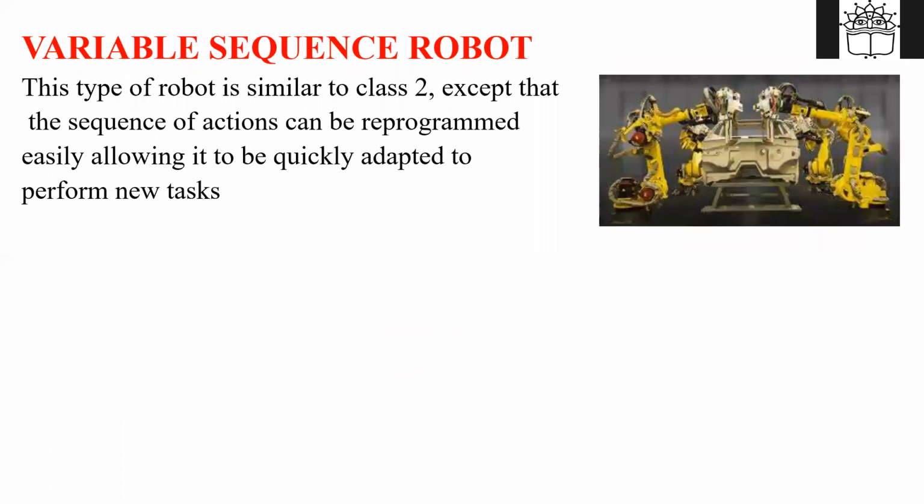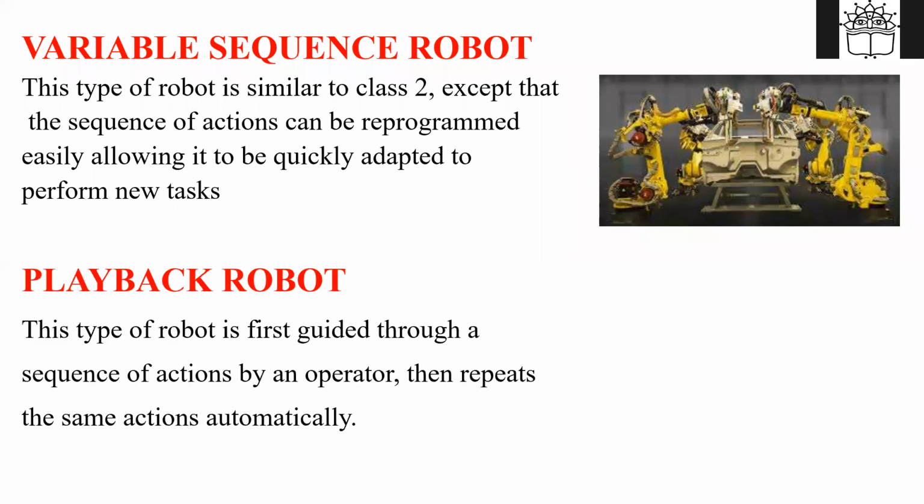Now the variable sequence robot is similar to the fixed sequence robot. What is the change? The change is that it can be reprogrammed. It can quickly adapt to perform new tasks. The program can be easily changed. The sequence can be easily changed. From the name itself, you can guess: fixed sequence means the sequence is fixed, variable sequence means the sequence can be changed. Okay, this is very interesting.